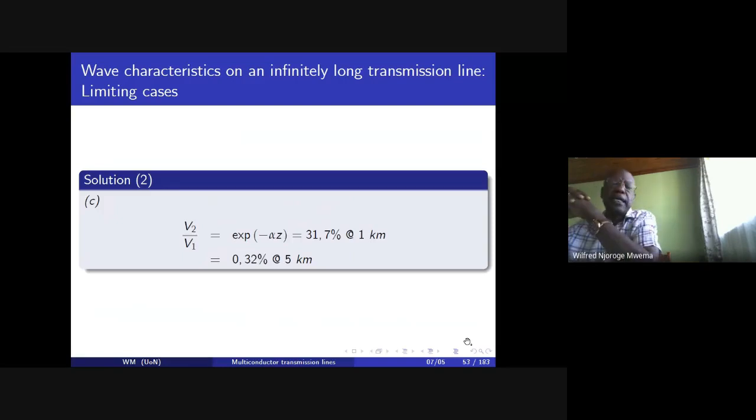So part C, all we are required to do is to get the ratio of the voltage at the given position Z to the incident voltage amplitude. And we see that the ratio is going to be given by the attenuation factor, which is the exponent of minus alpha multiplied by Z, and we need it at Z equal to 1 kilometer. We get that it is just 31.7%, and at 5 kilometers it is down to 0.32%, so to speak. Okay.